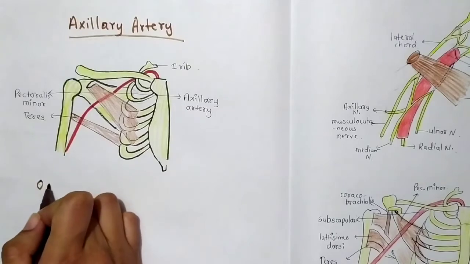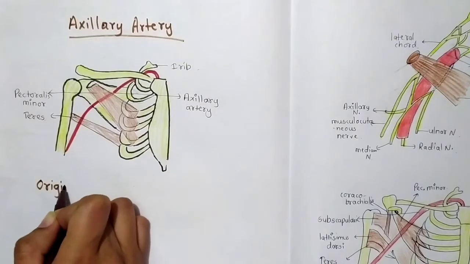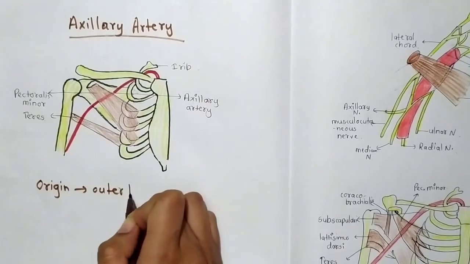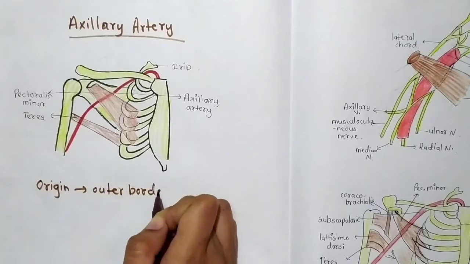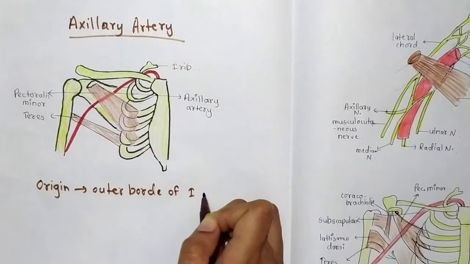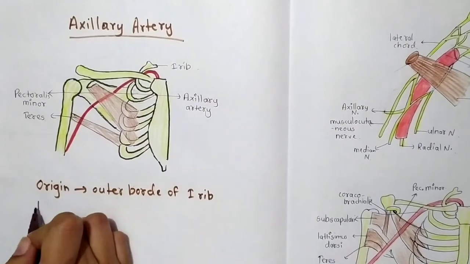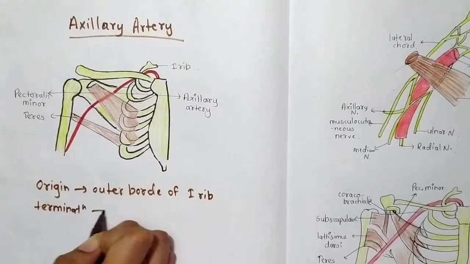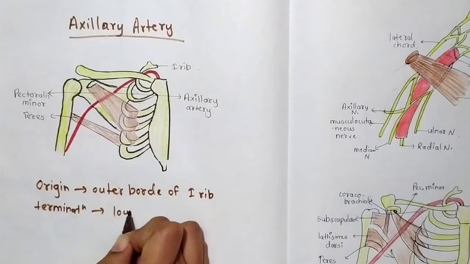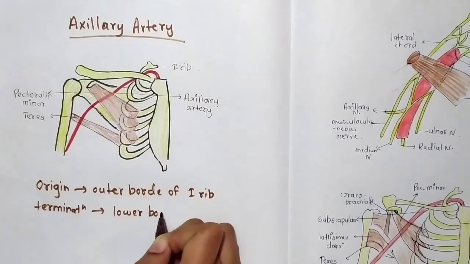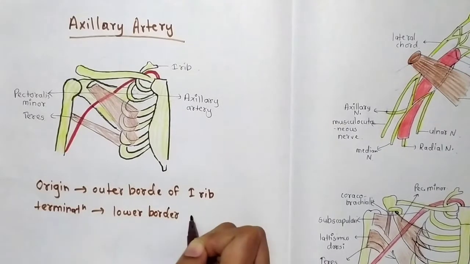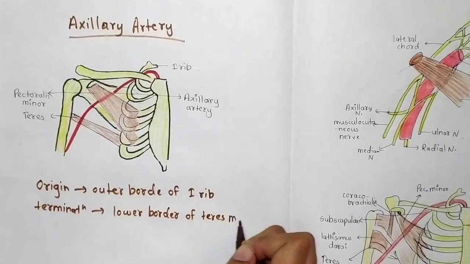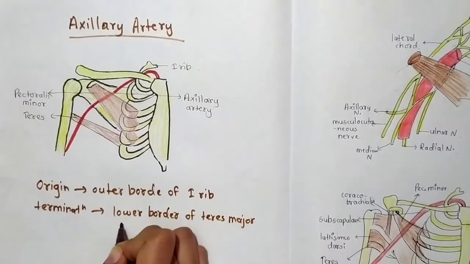So its origin is from the outer border of the first rib, and its termination is at the lower border of the teres major muscle.